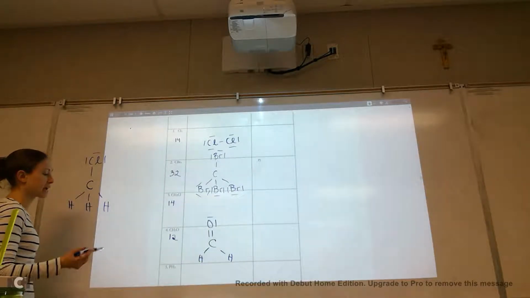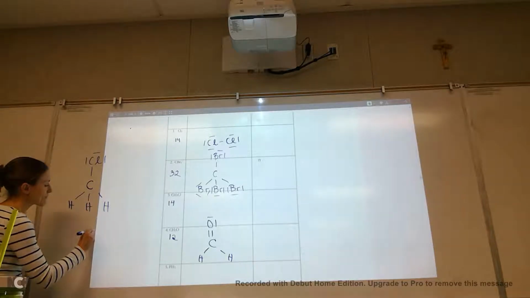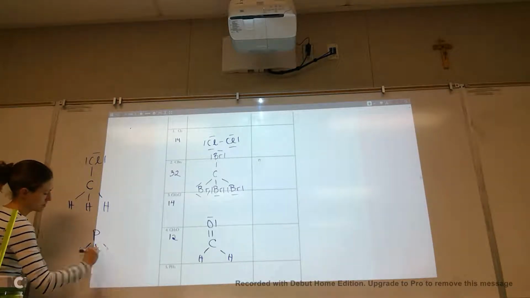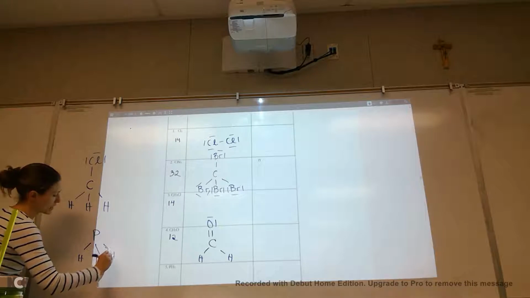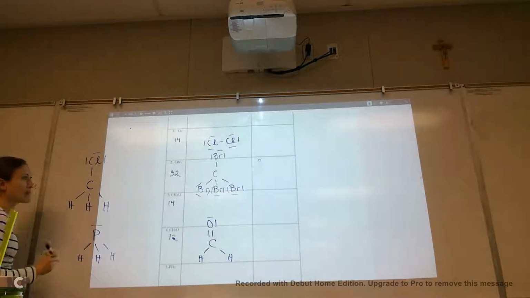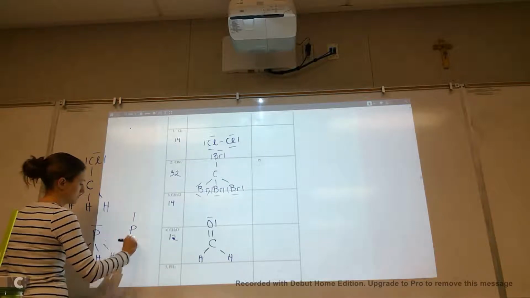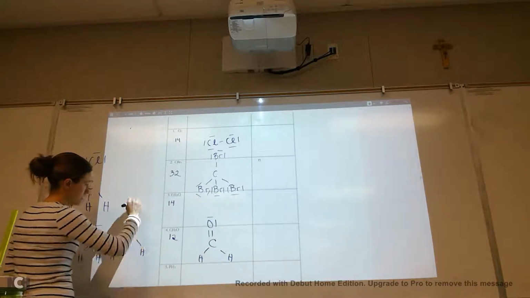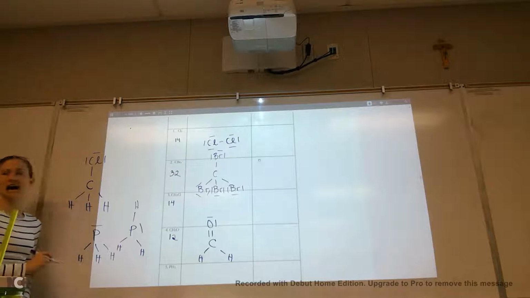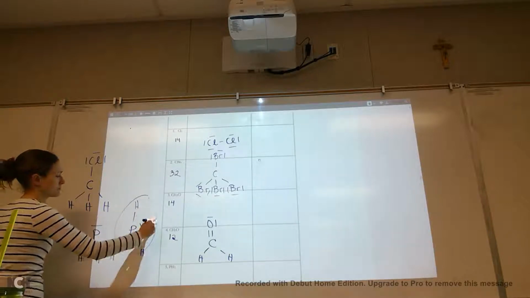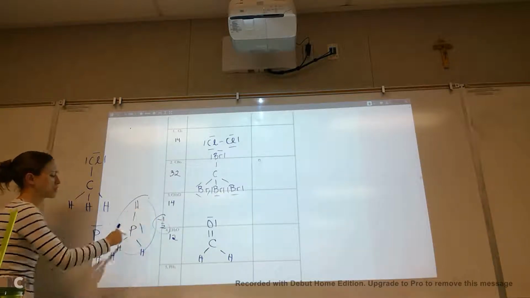And the last one is PH3. I should use a total of 8 valence electrons. So this is what it ends up looking like. Keep in mind, guys, the shape does matter. If you drew PH3 like that, I would take off half a point. That is not the shape. That's not how it exists.